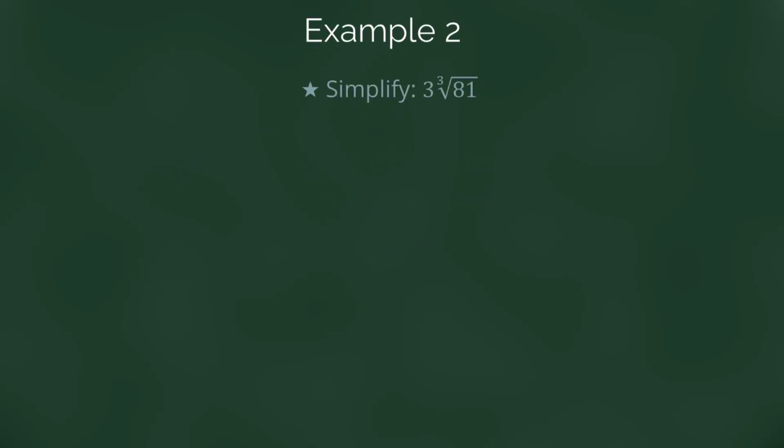All right, this time we have an index of 3. So that means we're going to be looking for perfect cubes. If you ever forget this list, you can create it by just cubing numbers. So our perfect cubes, we take 1 cubed, that's 1. Again, not going to be helpful to us. 2 cubed is 8. 3 cubed is 27, 4 cubed is 64, 5 cubed is 125, and the list goes on and on. So we're looking for one of these that divides 81. Well, 81, it turns out, is 27 times 3.